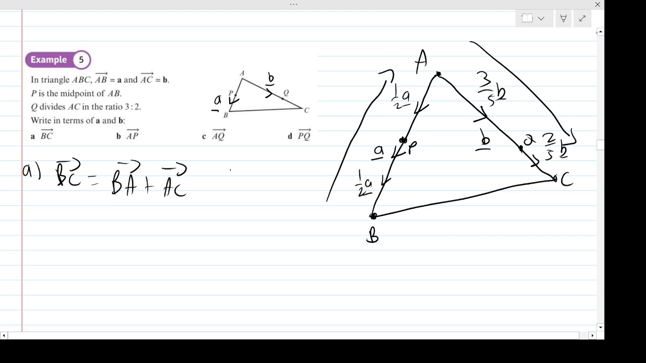Well, B to A, we know overall, that direction, that way is a. But I want to go the other way. I want to go up from B to A. So I have to reverse that a to be a negative a. Okay. And then I end at A to C. Well, that's just vector b then. And there we are. Cool.